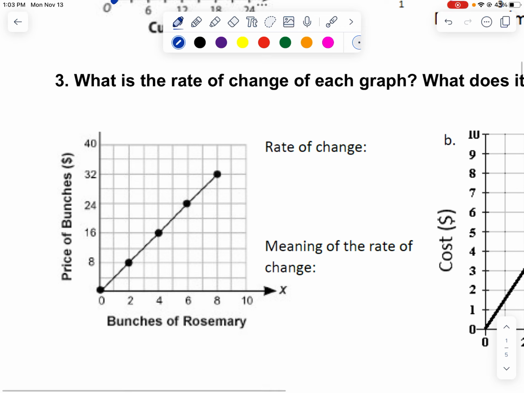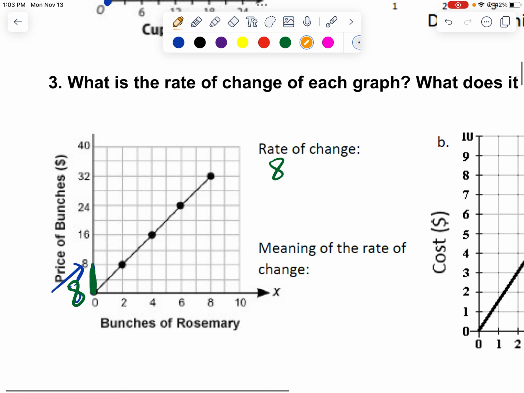This one right here. What is the rate of change? So make sure that you pay attention to what this goes up by. How much did this go up by? It went up by 8. How far over did we go? I look down here, it's 2. So if I simplify my fraction, I will get 4. So my rate of change is 4.